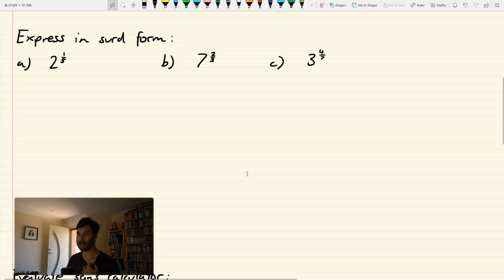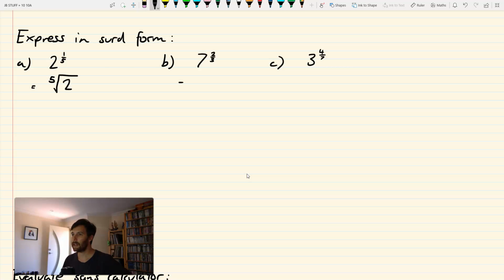Next one we're going to express in surd form. We'll start off here with 2 to the power 1/5. That means we're finding the 5th root of 2. Great. Next one, 7 to the power 2/3. We'll rewrite that as 7 squared, and we're finding the cube root of that.